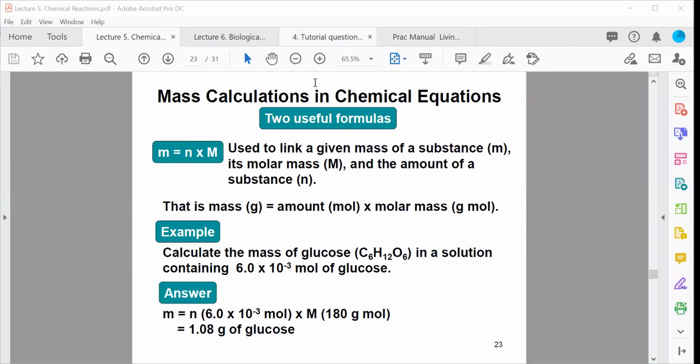Okay, so the next step for any formula is to cancel out any like units. So that means we can cancel mole with mole. And what does that leave us with? It leaves us with grams, the unit of grams. What are we trying to solve for? We're trying to solve for mass in grams, so you know you're on the right track. And if you solve that, you should get 1.08 grams of glucose.